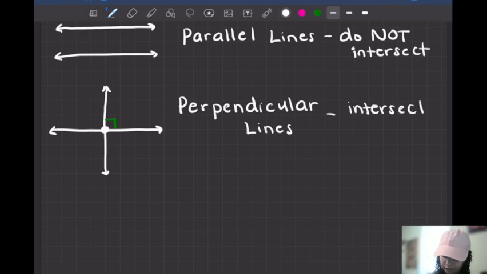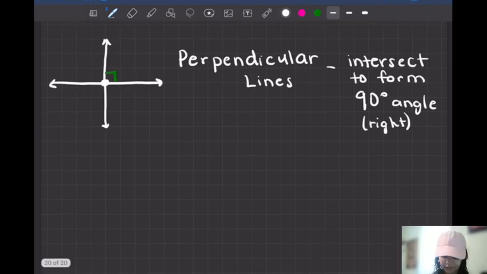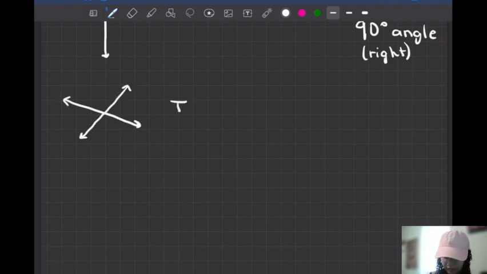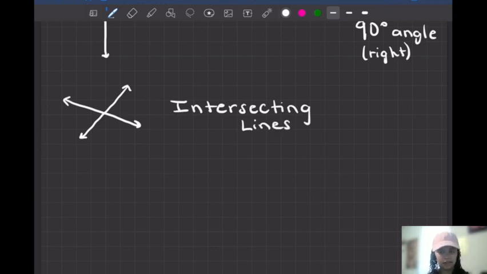So they intersect to form a 90-degree angle, okay, or right angle. And then we have just regular intersecting lines. So intersecting lines, those are just two lines that intersect in some way. There doesn't necessarily have to be a specific angle that's formed. They just intersect, or they intersect means that they meet. So there's a point, they meet at some point. So in this case, this is where they meet. That's where they intersect. Those are intersecting lines, okay?